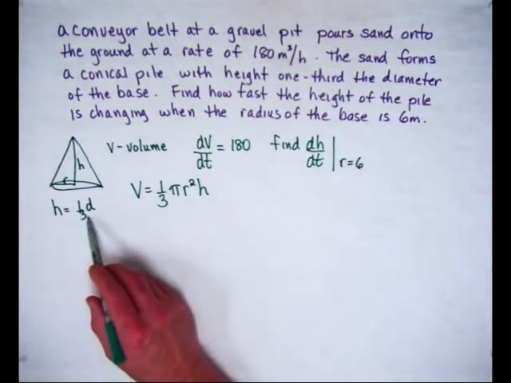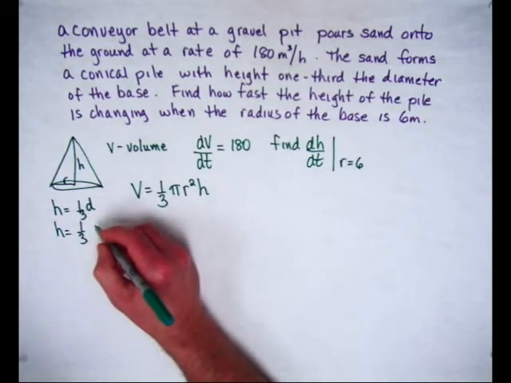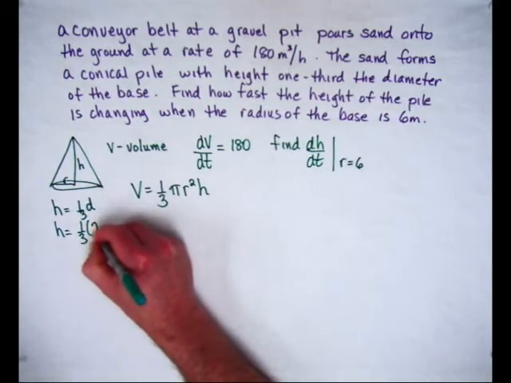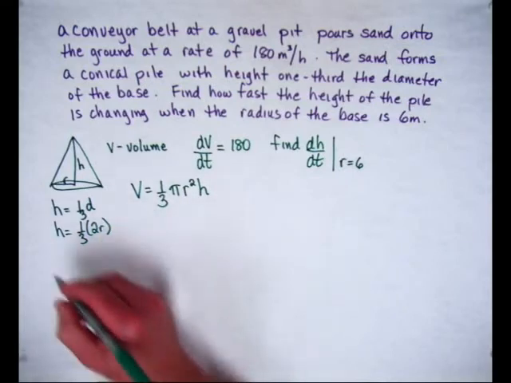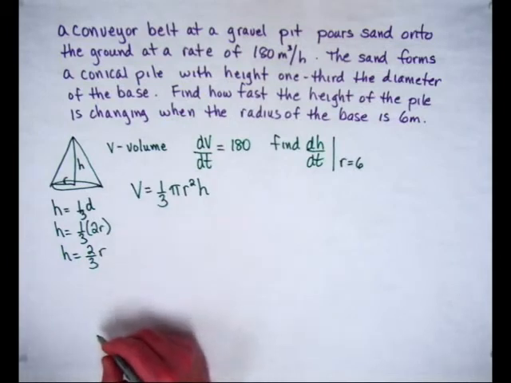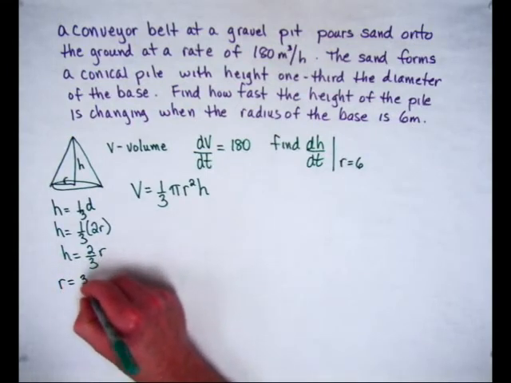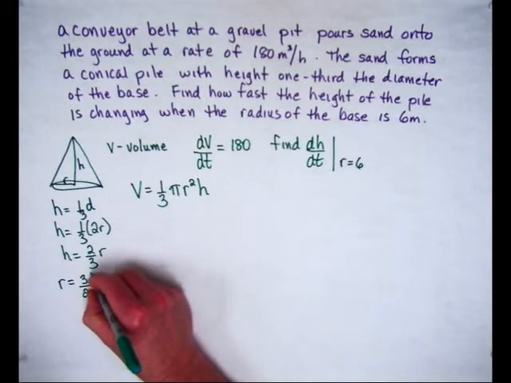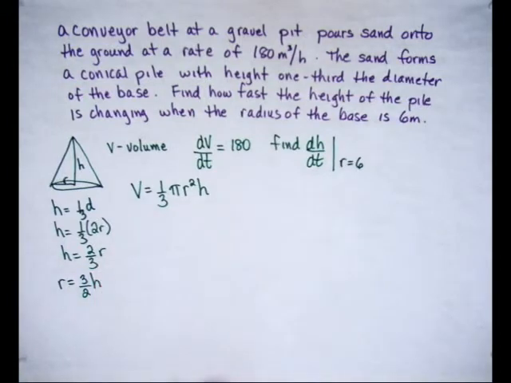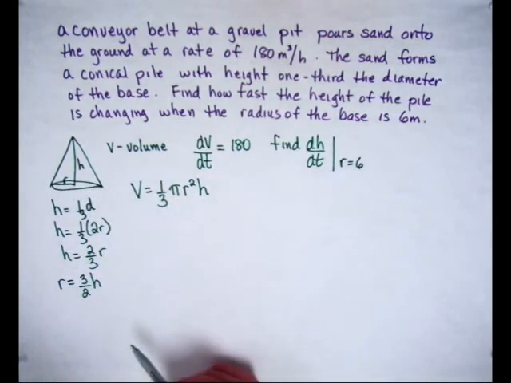So we need to eliminate this r. First of all, we need to replace diameter with radius. So the height would be 1/3, and then a diameter would just be 2 radii, so 2 times r. So the height is always 2/3 the radius. We need to, however, eliminate the radius, so we need to solve for r. If we just divide both sides by 2/3, we will get that the radius is always 3/2 of the height. As this cone piles up, the height and the radius are changing, but they're always in the same proportion. The radius is always 3/2 of the height.